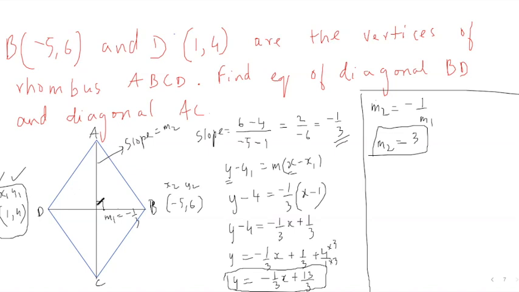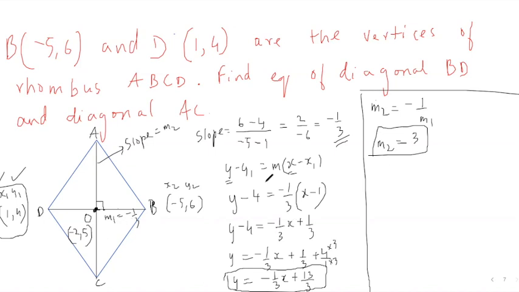And so we don't know any point on AC. We only know slope. We need to know one point. So what we can do is, this is the midpoint, right? Let's call this O. We can find the coordinates of this midpoint. The coordinates of the midpoint will be x1 plus x2 by 2, that's minus 5 plus 1 by 2, that's minus 4 by 2, that's minus 2. And the y's midpoint is 6 plus 4, 10 by 2, that's 5. So minus 2 comma 5. Is that okay?